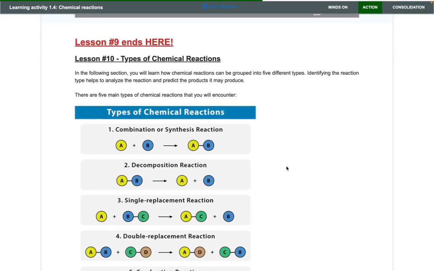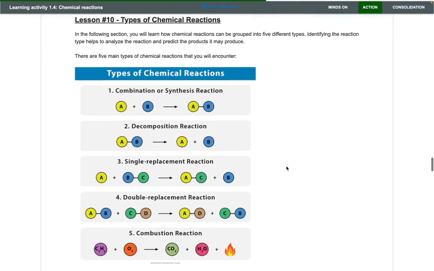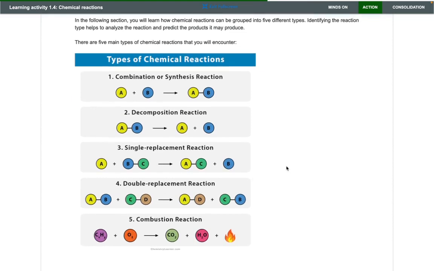Okay. So in grade 10 science, you would have learned your types of chemical reactions. And this occurred whether you took academic grade 10 science or applied grade 10 science. And there are 5 main reactions that you should have learned. And I'm going to go through each of these 5 types with you.